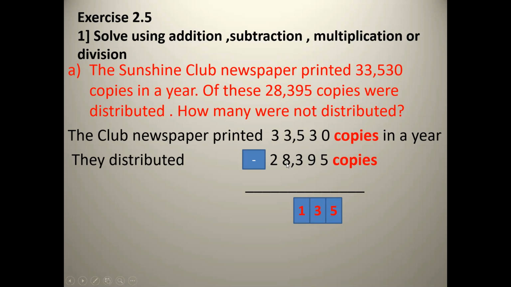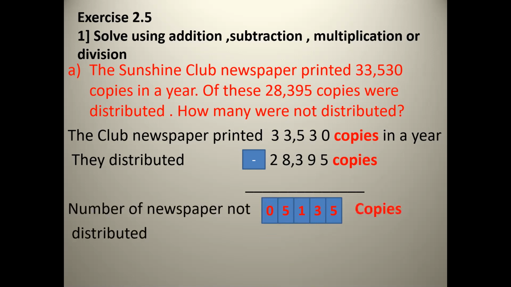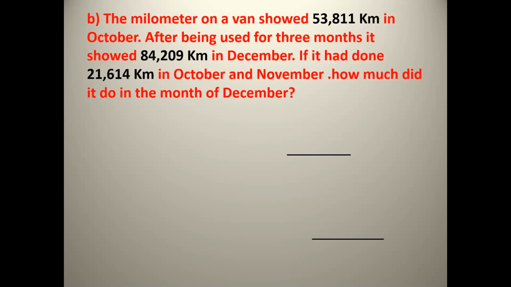And now here I cannot subtract 8 from 3, so I borrow 1 from this 3. This 3 will be 2, and this 1 will be 13. So I take away 8 from 13, it will be 5. Here 2 minus 2 is 0. If you don't write it, no problem, because 0 has no value on the left side. So this is the number of newspapers not distributed during this year.